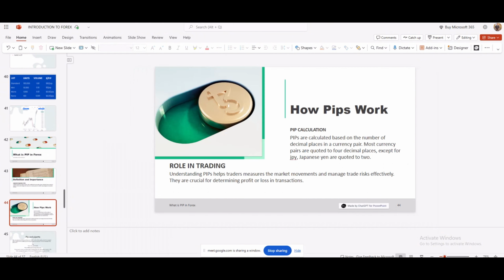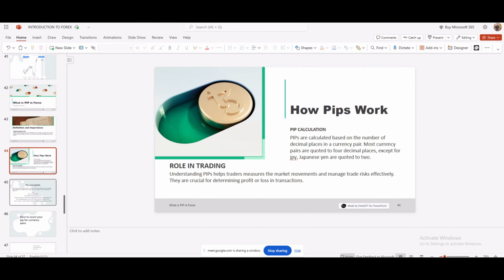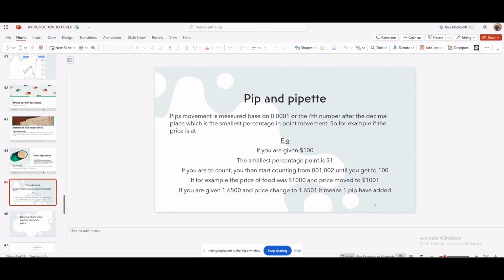Now here we said a pip's movement is measured based on 0.0001, or the fourth number after the decimal places. Don't worry, I'm going to explain, so don't get yourself confused. Let's say, for example, if I give you $100, the smallest percentage in points of $100 is how much? It's $1, right?